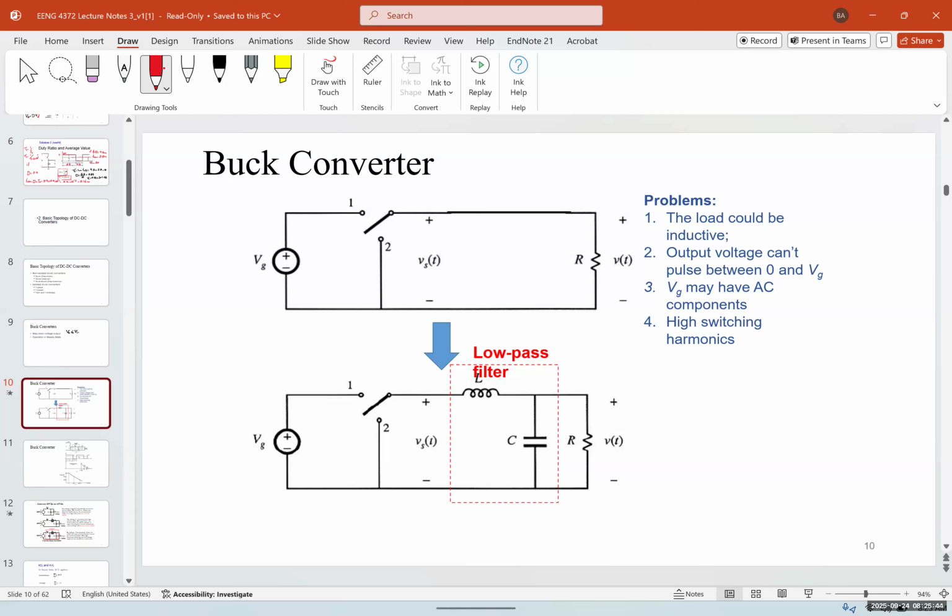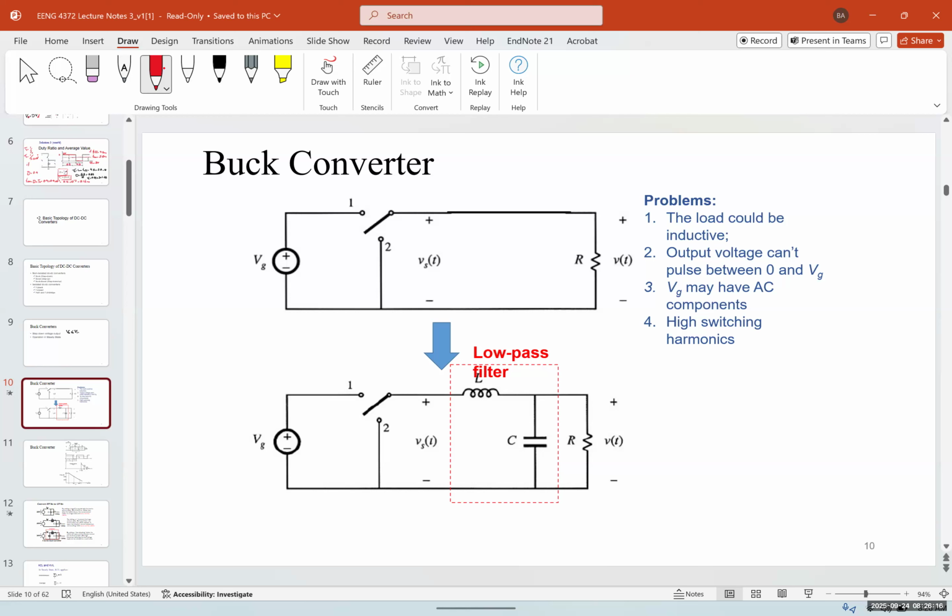And also VG may have AC components. That's another problem. If we are using a rectifier, then the rectifier itself creates ripple factors. So imagine that our input voltage is not a battery, it's actually a rectifier. That also creates extra problems and harmonics as well. So we have high switching harmonics, we have AC components, we have a pulsating output.